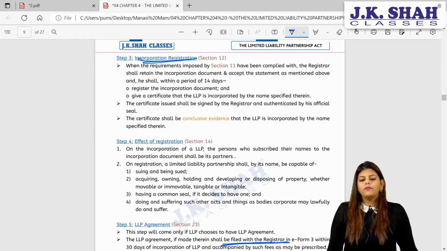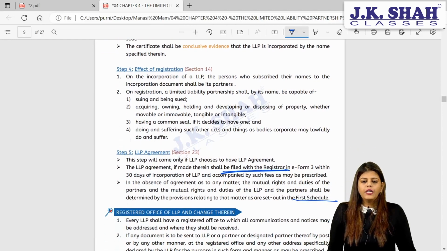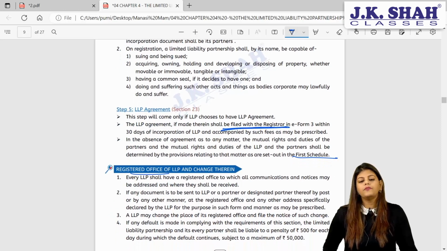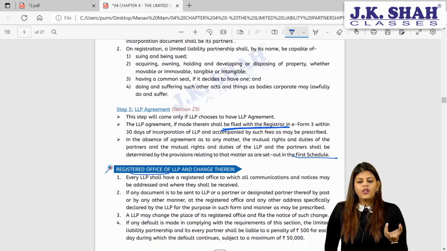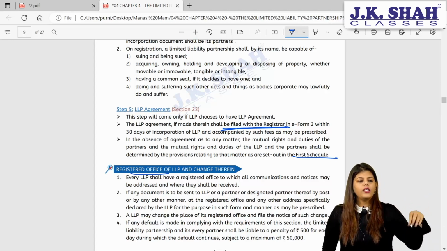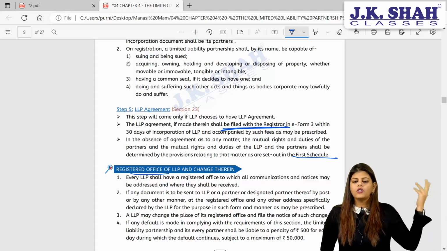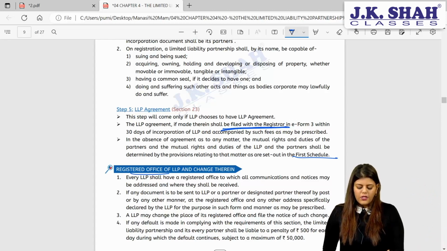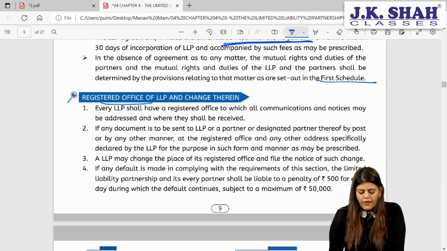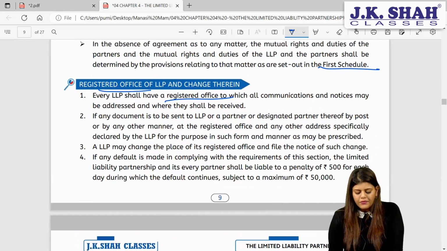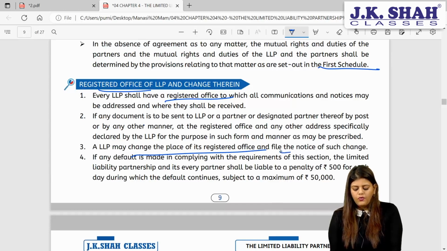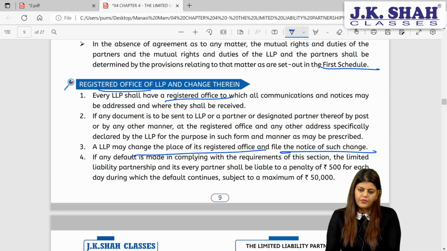Perfect. Now tell me, for LLP, every LLP, it is compulsory to have a registered office. Only if you have a registered office, ROC can communicate to you, sending you notices, and you will receive notices on that address. If you change the office, you have to inform ROC so that in their particular list, they will change the details. Only this much is there. So every LLP will have a registered office. A document will be sent to this address. You can change the place, but you will have to file the notice of such change.